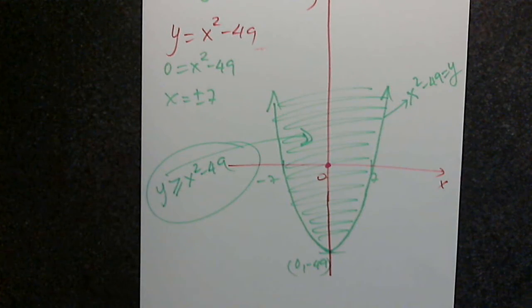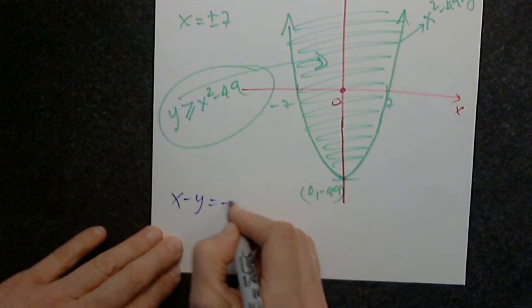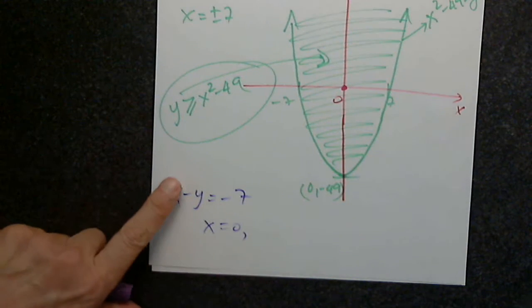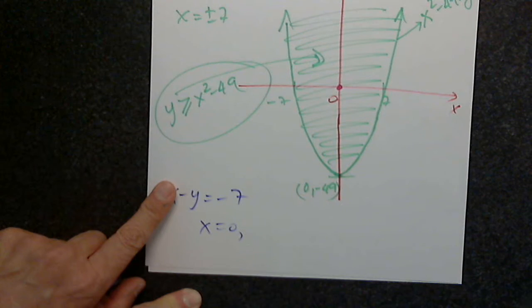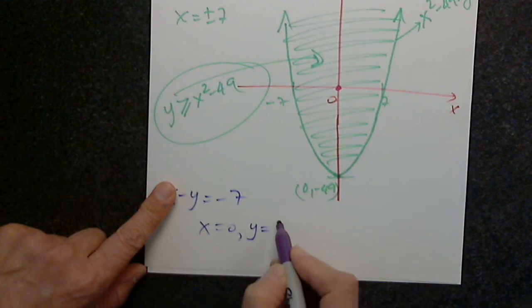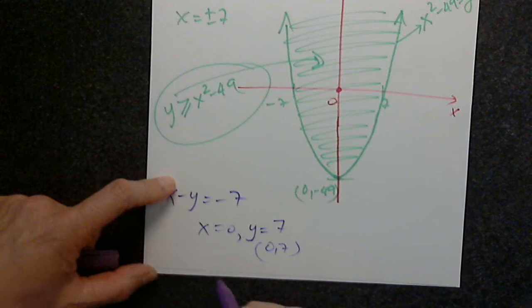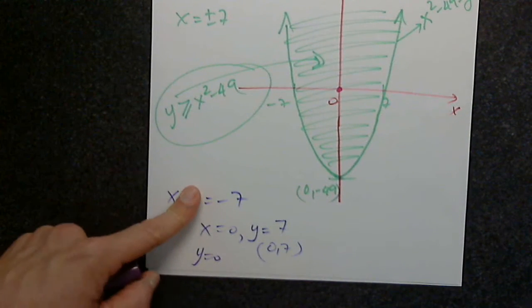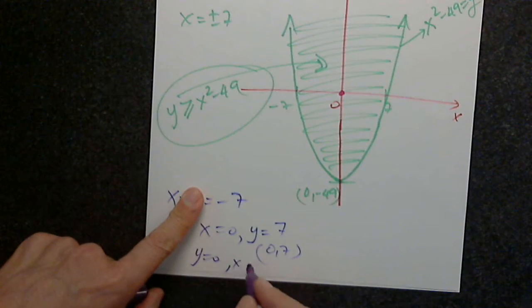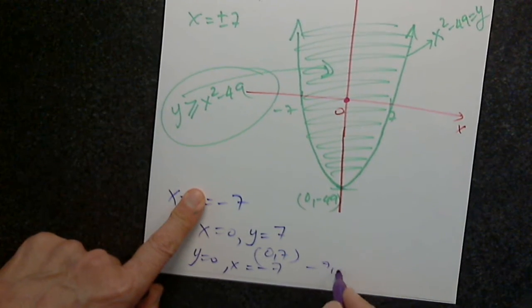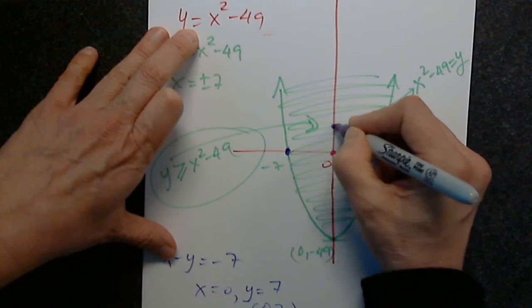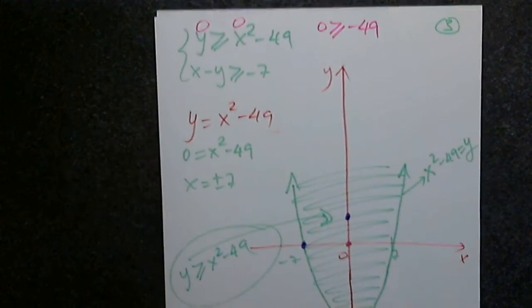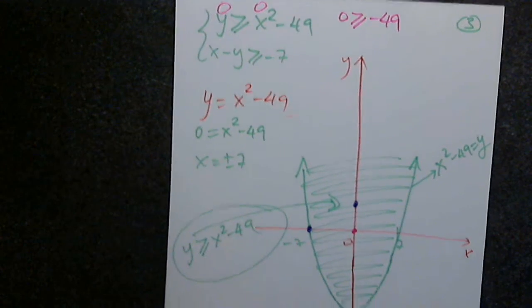I have to repeat for x minus y equals negative 7. And x minus y equals negative 7 when x is 0. Cover it and tell me why. Very good. So 0, 7. And now when y is 0, cover y. So x equals, excellent, negative 7, 0. So negative 7, 0, and 0, 7. Solid curve? Line, in other words? Yes, solid.